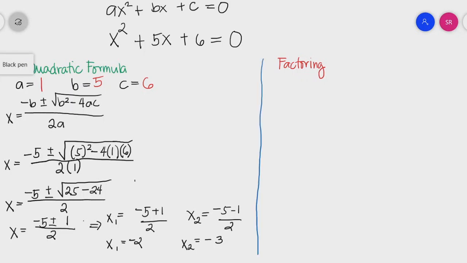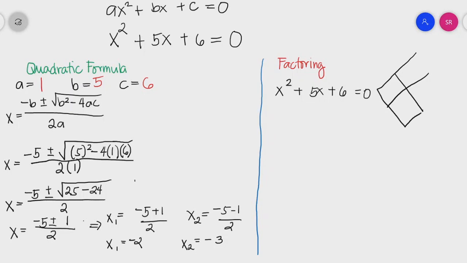So now, let's see how to use factoring in solving this equation. We have x squared plus 5x plus 6 equals 0. Now for this, we will use the diamond method. To be able to use the diamond method, we will write a big X. Why is it called a diamond? Because if we're going to do that, it's like a diamond.